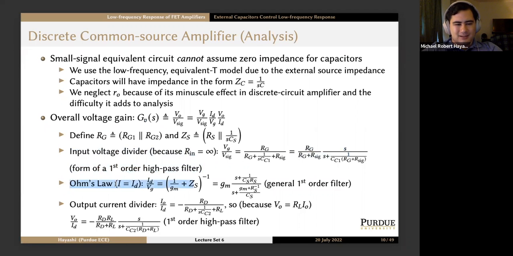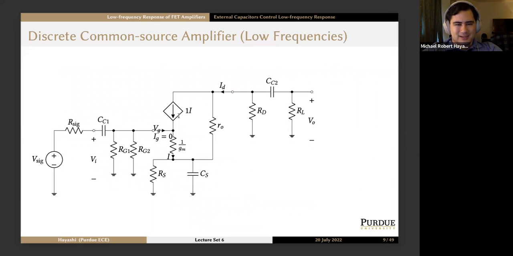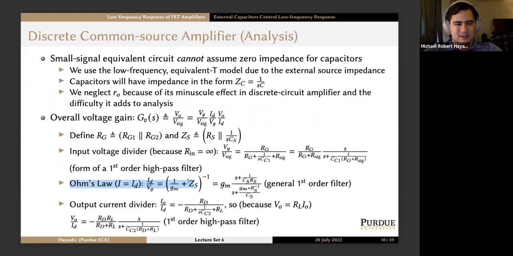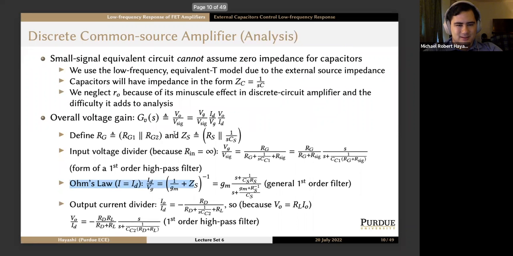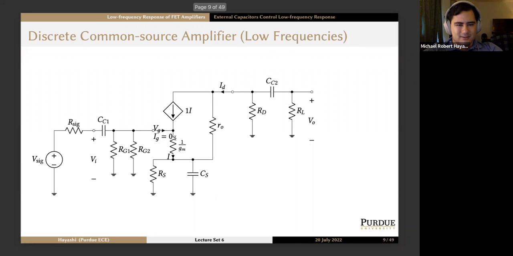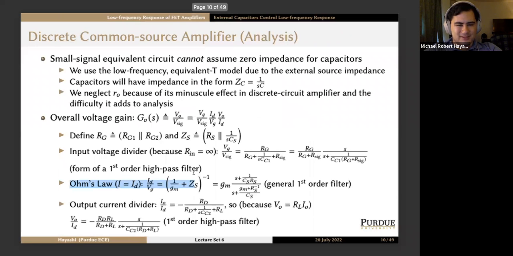So by Ohm's law, the current I is equal to this current here, I is equal to ID. So ID divided by VG is the same thing as these 2 impedances, 1 over GM, and then RS parallel with CS.